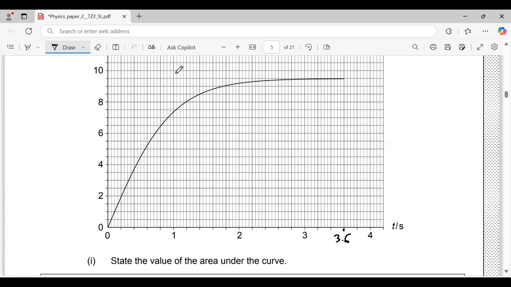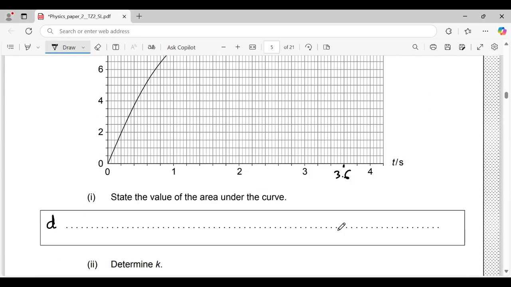And it occurs when velocity is 9.5. That means how we determine displacement equals this one, 3.0 times 9.5, and it is 28.5, rounded to 29 meters, the unit.